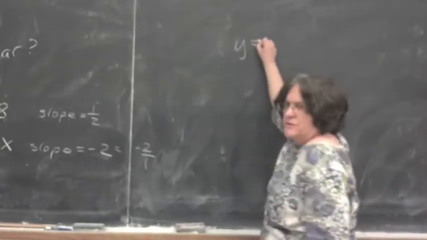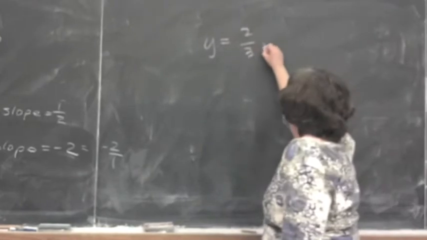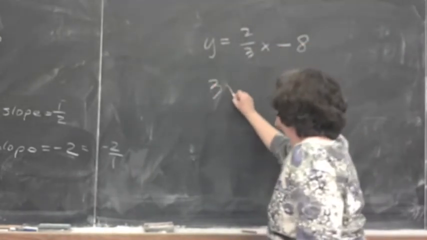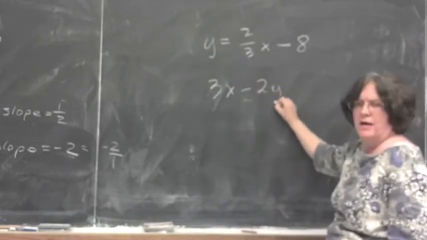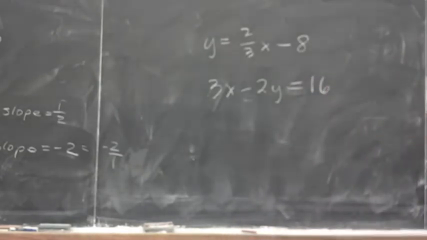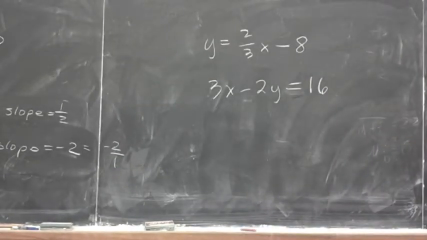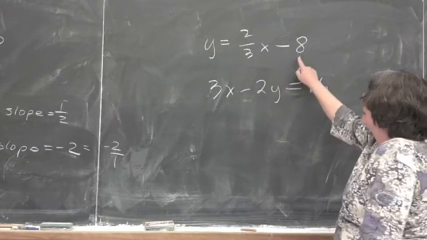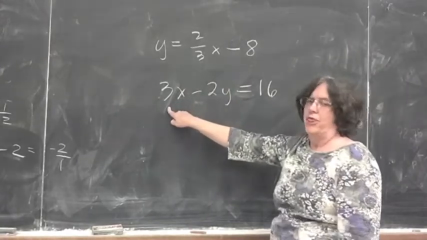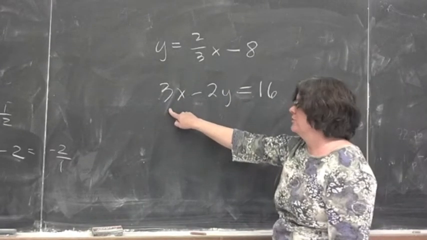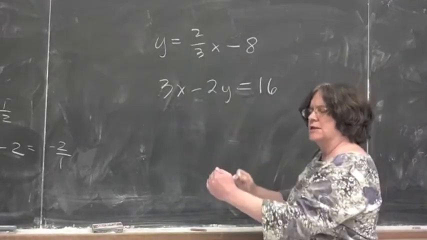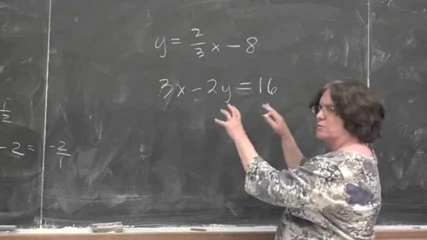Y equals 2/3 x minus 8 and what? Whoa, 3x minus 2y equals 16. All right. Now, this one, -8 is the y-intercept and 2/3 is the slope, but 3 is not the slope here, don't forget. We have to do a lot of work to get this in a shape that we can figure out what the slope is just by looking at the equation.